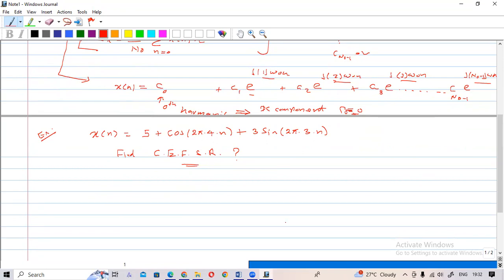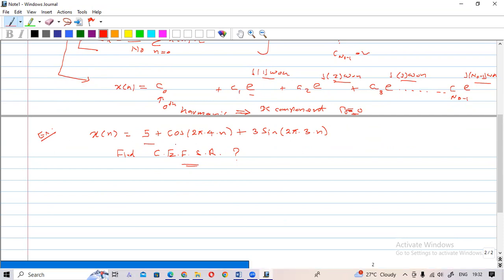Now, if you are given this kind of signal, you know that we can use the Euler formula. The Euler formula is like this: e^(j theta) is equal to cos theta plus j sin theta, and e^(minus j theta) is equal to cos theta minus j sin theta. This is the Euler formula.